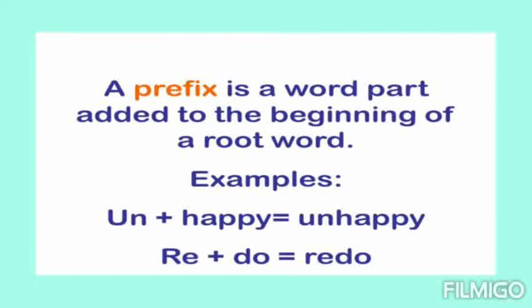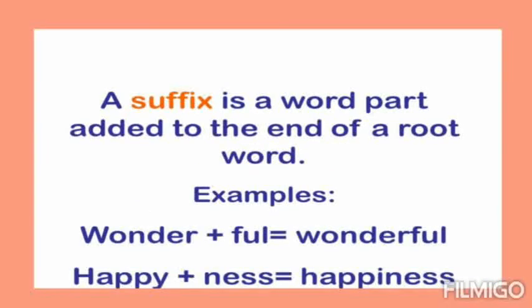Good job. A prefix is a word part added to the beginning of a root word. Examples: un plus happy equals unhappy. Re plus do equals redo. So unhappy becomes a new word and redo also becomes a new word.